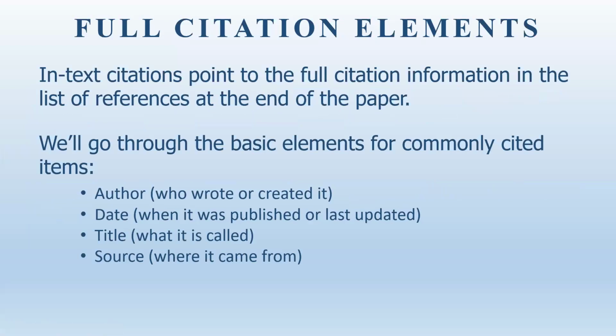All right, so having looked at our in-text citations, let's move on to how the full citations look in your reference list. We'll go through some basic elements for a few commonly cited items, but you can think of these as following a pattern. They will always want, assuming you can find it, the author, okay, who wrote this thing or created it or made it. They'll want the date, when it was published, or when it was last updated, for example, if it's a website. The title, what is it called? And then the source, where it came from. That's the most complicated one because things can come from a lot of different types and outlets of material. But that's the pattern.